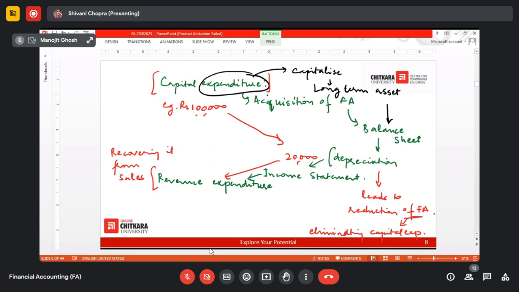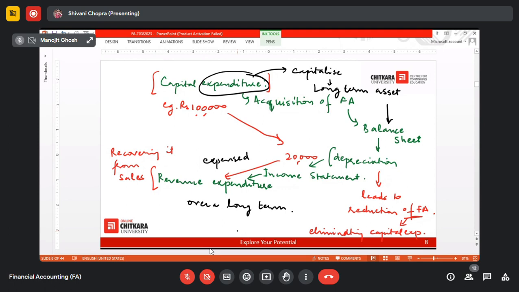And once a capital expenditure has been capitalized, we divide it into small parts, and each part is charged against the income, that is the sales, in the income statement each year. Thus, this capital expenditure is expensed each year as revenue expenditure. Your capital expenditure is getting converted into revenue expenditure, but over a long term. This is the main idea that I wanted to discuss.